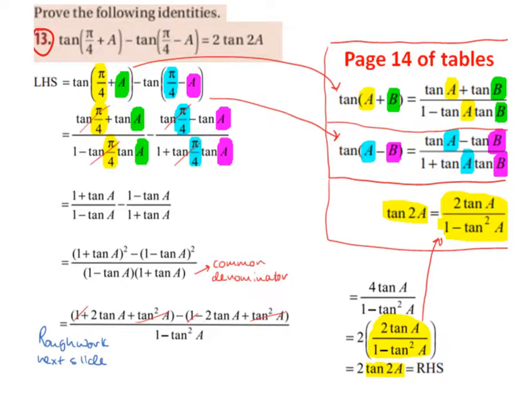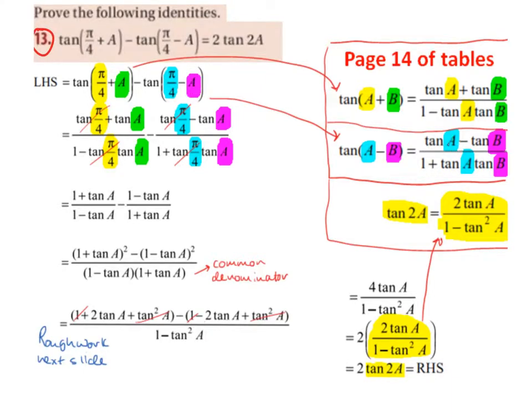Next we have tan of something minus something. So we're going to use the formula tan of (a minus b), and that's equal to tan of a minus tan of b divided by 1 plus tan of a tan of b. We're going to let the pi over 4 represent the a and the a represent the b. So everywhere we see an a in our formula, we swap for pi over 4, and everywhere we see a b in our formula, we swap for a.